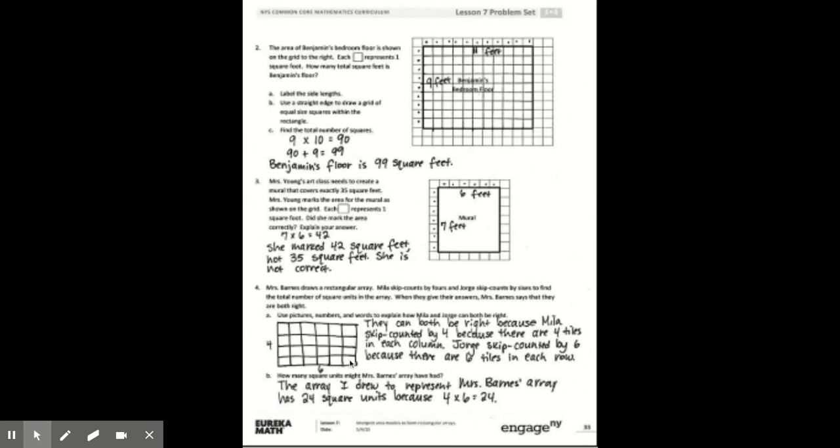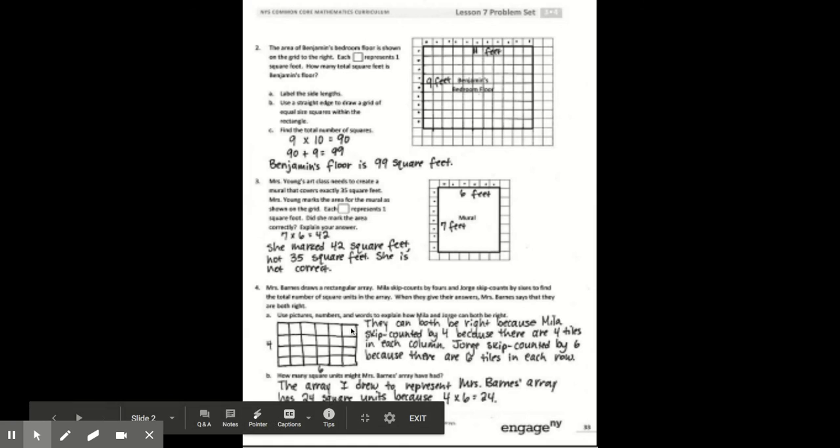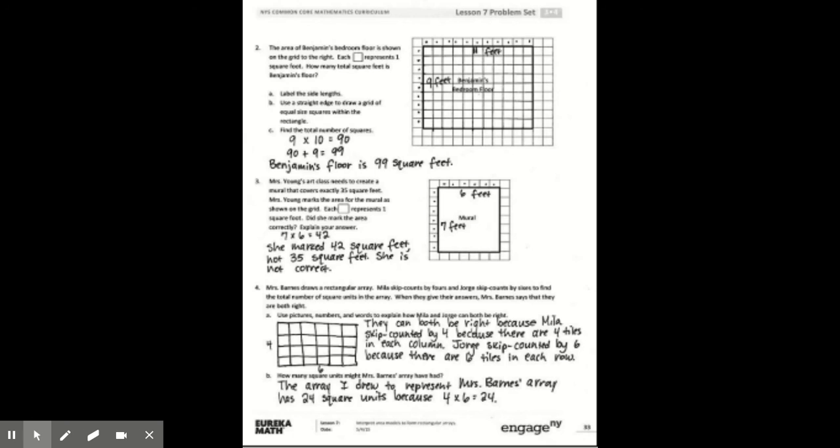So you could skip count by 6s 1, 2, 3, 4 times. So count 6s 4 times. Or you can count by 4s 6 times. And we know that 4 times 6 and 6 times 4 does give us the same answer. So on part B, it says, how many square units might Mrs. Barnes' array have had? So the array that I drew to represent Mrs. Barnes' array has 24 square units because 4 times 6 is 24, or 6 times 4 is 24.